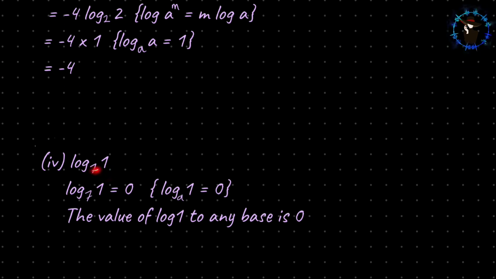Log 1 to the base 7 equals to 0. Why? Any value of log 1 to any base is equals to 0. The value of log 1 to any base is always equals to 0.